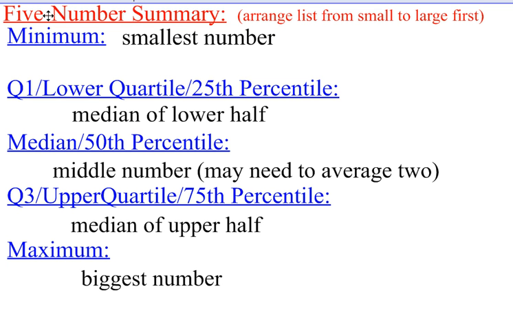To find the minimum, that's your smallest number. Q1 is the same as what we found last lesson, so it's the median of the lower half. The median is the middle number, which you might need to average, so the 50th percentile. Q3 is the median of the upper half, and then the maximum is the biggest number. So those are the 5 numbers that are part of the 5-number summary: the minimum, Q1, median, Q3, and maximum.